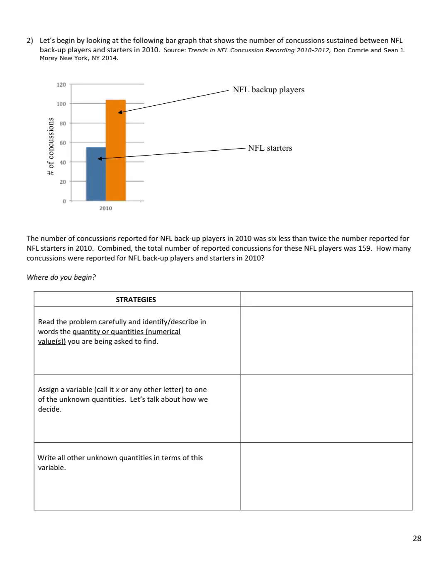Let's begin by looking at the following bar graph that shows the number of concussions sustained by NFL backup players and starters in 2010. So starters look like they had 50-something concussions, and backup players had a bit over 100. If I wanted to figure out exactly how many, I can't quite tell from this graph, but I have this little story problem that will help us figure it out.